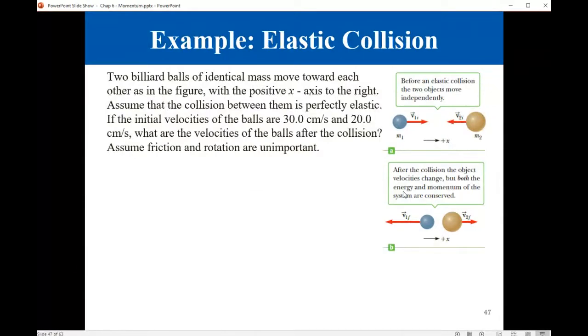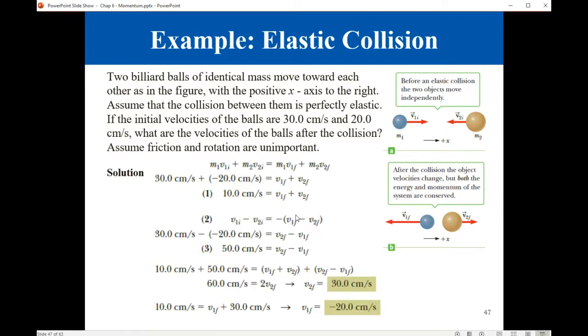I selected this example for elastic collisions. Two billiard balls of identical mass move toward each other as in the figure, with positive x-axis to the right. Assume that the collision between them is perfectly elastic. If the initial velocities of the balls are 30 and 20 centimeters per second, what are the velocities of the balls after the collision? Assume friction and rotation are unimportant. So this is before collision, this is after collision.